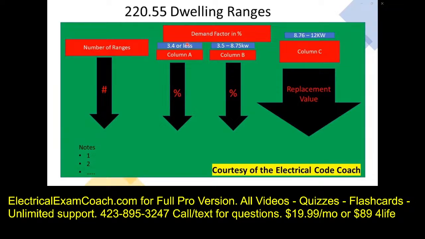Starting on the left-hand side in column A, this is when your individual range falls at 3.4 or less kW. Column B is when the individual range itself falls between 3.5 and 8.75. Then column C is when our ranges are 8.76 through 12 kW. Then in the bottom left-hand corner of the table, you're going to see some notes. That's when we have a situation that doesn't fit into the normal table, and we're going to take it piece by piece. Let's get to it.